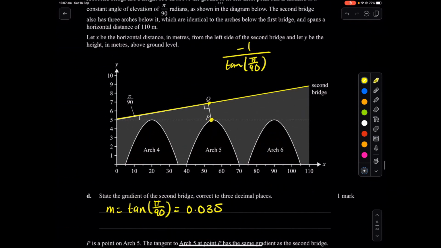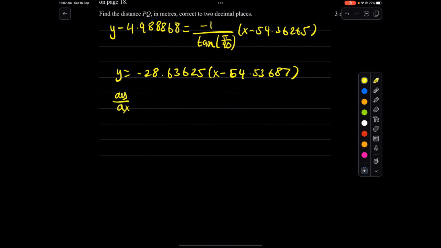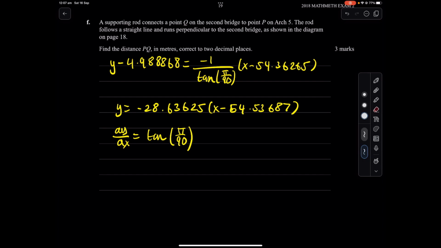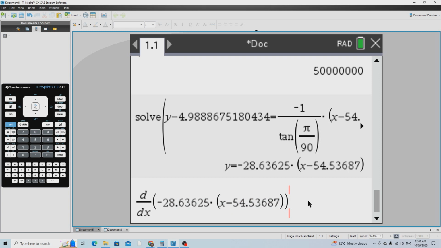To find the coordinates of Q now, we have this line over here. We just need to find where it intersects at the same gradient as Q. Well, we know that gradient is just tan pi on 90. So what's the derivative of this then? What's dy dx? We want that dy dx to equal tan pi 90, and we should find that value of x, and that gives you the value of x for Q. So we want to say the derivative with respect to x of this function should equal tan pi 90.